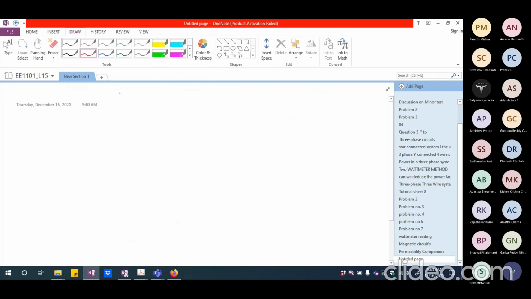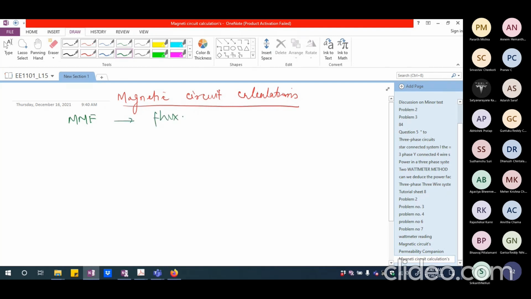Now, having said that, let's try to see how to do magnetic circuit calculations. How are we going to calculate, for a given amount of MMF, how much flux is produced? So let's say I am given a particular value of MMF, and I want to calculate how much flux is produced. This is what we mean by magnetic circuit calculations.